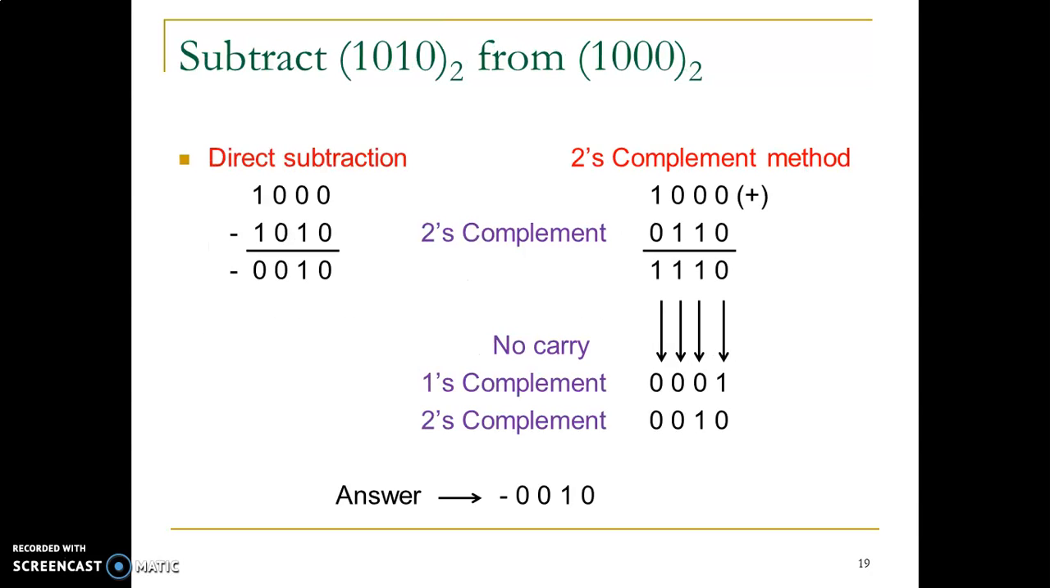Now we'll see how to subtract 1010 from 1000. So 1000 is taken as such. Now we need to find the 2's complement of this. The 2's complement can be obtained by first taking the 1's complement and then adding 1 to it. So this is the 2's complement of this number. So we add these two numbers. There will be no carry. So this is in 2's complement form. To get it in true form, we have to find the 2's complement of this one. So first find the 1's complement: change 1's to 0's and 0's to 1's. Then add 1 to it. This is the result. Change the sign.